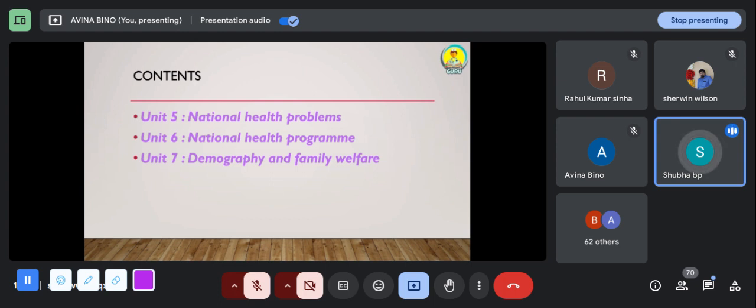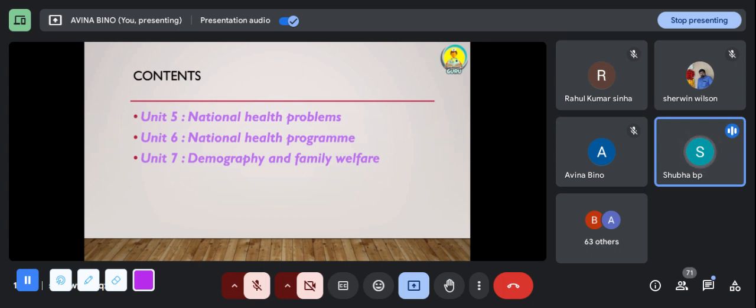And unit 6, national health programs. In unit 5 we discuss what problems arise in our country. But in unit 6 we are going to study how to control them, which programs are given by the government to control the problems. So in unit 5, you study only what problems are present in our country, and in unit 6, you study what programs are given by the government to reduce the health problems.